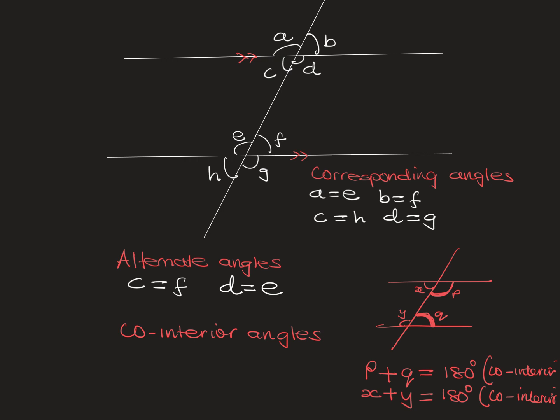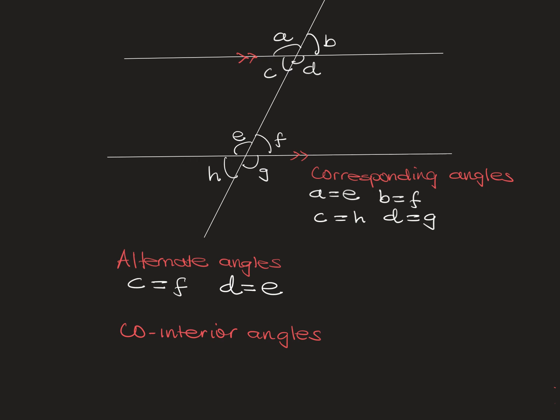So let's try to identify that from the diagram. Which two angles will be co-interior? D and F will be co-interior, and C and E will also be co-interior. Remember, for them to be co-interior, they have to be on the same side of the transversal. Okay, this line is the transversal.